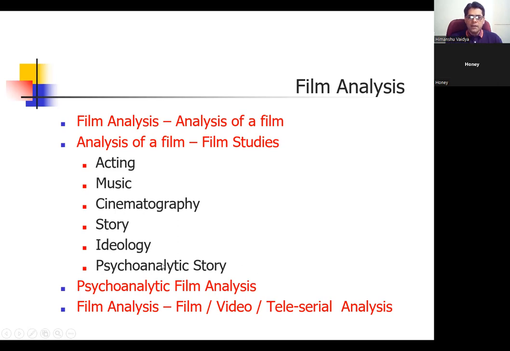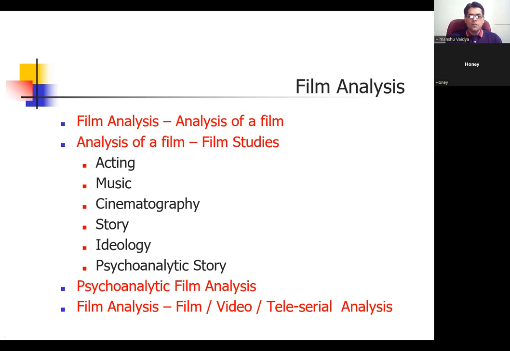When you do film analysis using knowledge of psychoanalysis, you call it psychoanalytic film analysis. So this is one way to do film analysis, not the only way. And what we will focus on today is this psychoanalytic film analysis. And what does this do?